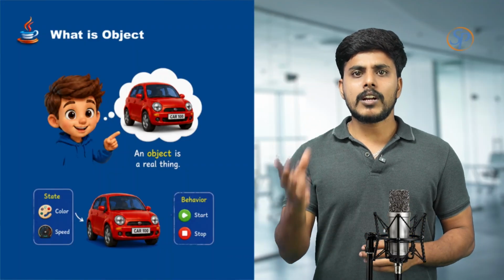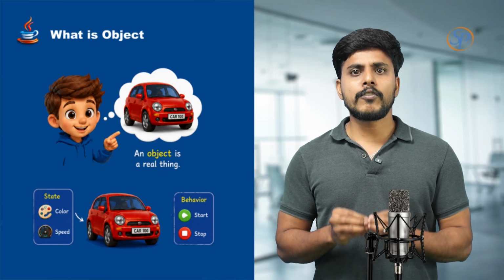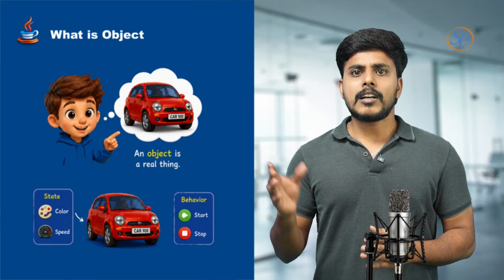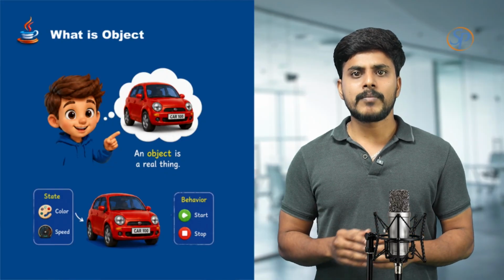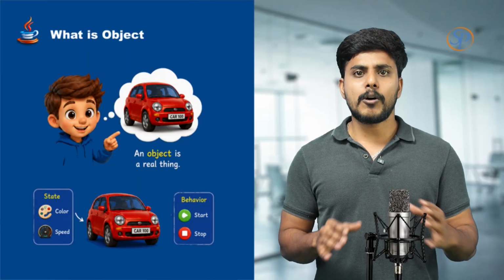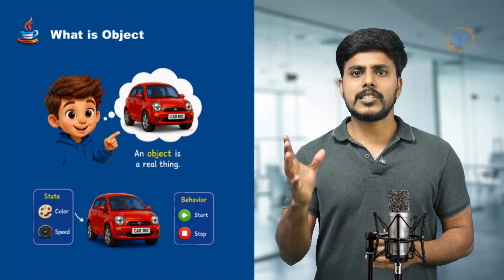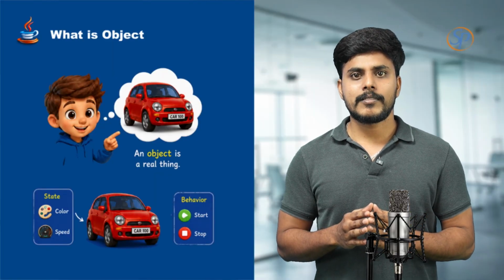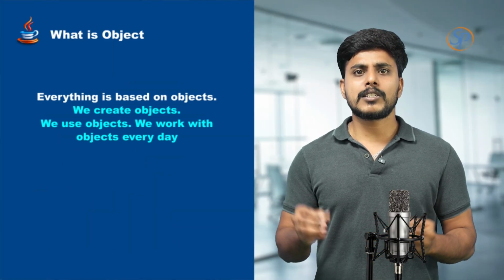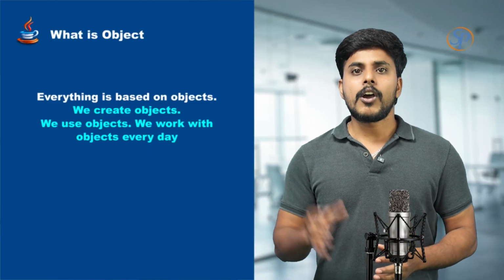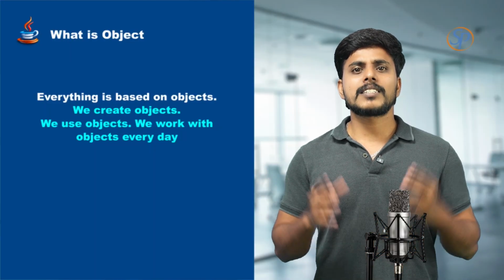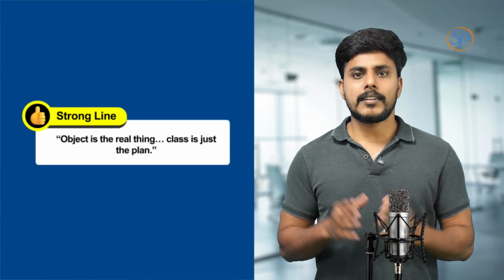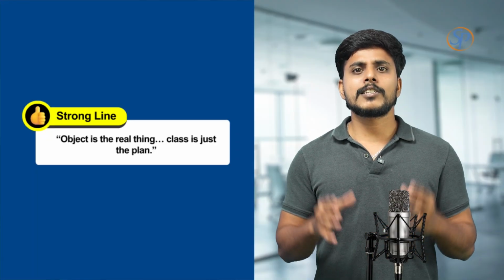But imagine your car, it is with some color and moving at 100 speed. That real car is an object. That car has state like color and speed and behavior like start and stop. So class is just a design, but object is the real thing which we actually use. And in Java, everything is based on objects. We create objects, we use objects, we work with objects every day. Object is the real thing, class is just the plan.